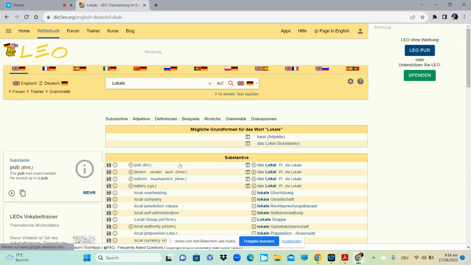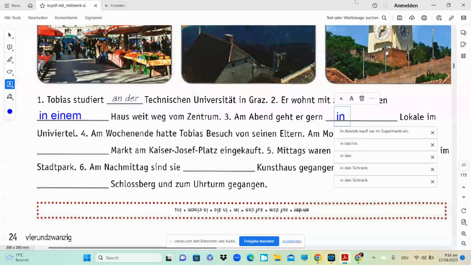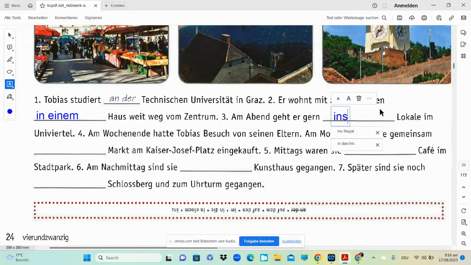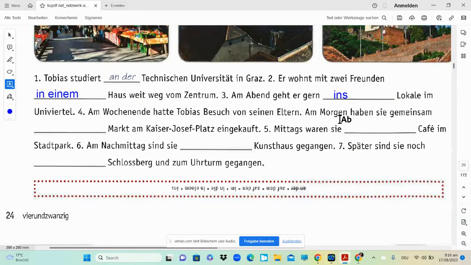Yeah, so this is das Lokal, that is pub. Okay, so let's come back. So am Abend geht lokal. Das Lokal should become im Universität. So he goes ins Lokal, right? I hope you get this. Ins Lokal, Lokale im Universität. Okay, because he's going over there, no? That's why. Am Wochenende. Let's just check the article over here.